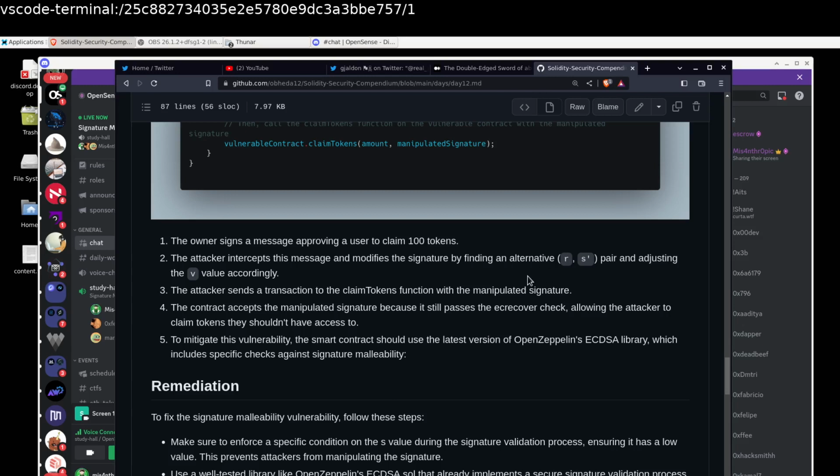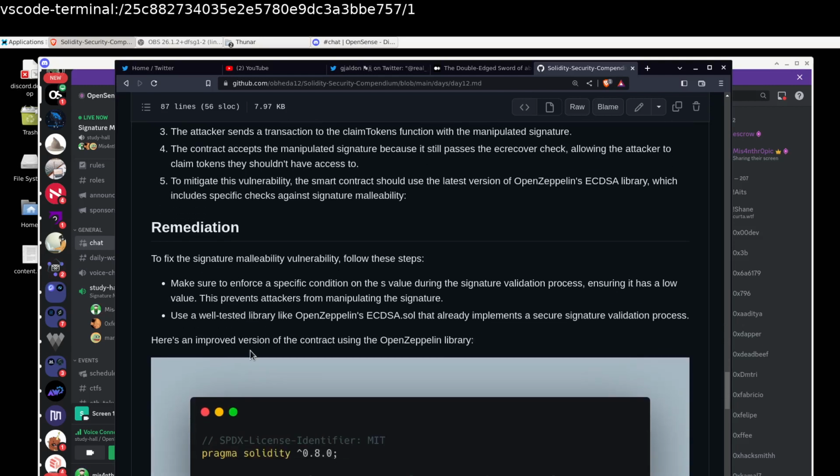To mitigate this vulnerability, the smart contract should use the latest version of the OpenZeppelin library, which includes a check against that. Let's take a look at the fixed contract. Make sure to enforce a specific condition on the S value during the signature validation process. Ensure that it has a low value. This prevents attackers from manipulating the signature. Use a well-tested library like OpenZeppelin that already implements a secure signature validation process. Here's an improved version of the contract using the OpenZeppelin library.